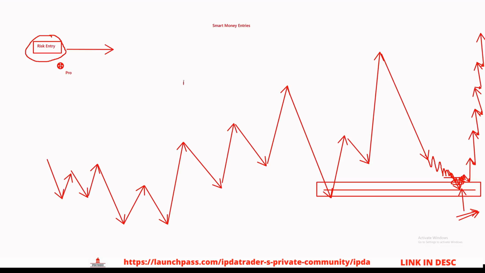So obviously a pro of taking a risk entry is that you will never miss a trade by waiting for a confirmation, right? Because you're not waiting for a confirmation, which makes this trade risky. So that's why it's called a risk entry, right? You will not miss a trade.